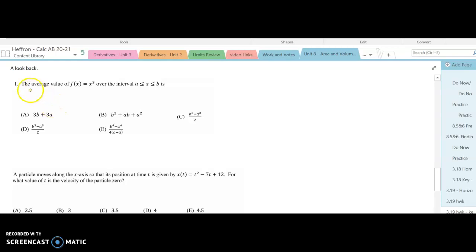Here's our average value, or 1 over b minus a times the integral of f of x dx from a to b. And so all we have to do is replace f of x with what we're told f of x is in this case. Pretty simple. The antiderivative of x cubed will be x to the 4th over 4 from a to b times 1 over b minus a.